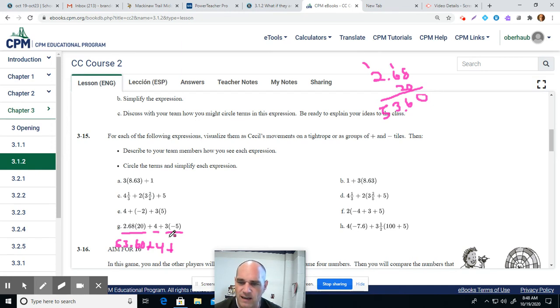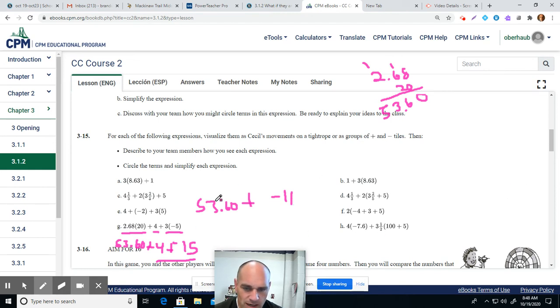3 times -5. Well, when I multiply, I get 15. Since the signs are different, it is negative. Now notice I just had these plus signs in the middle. So I'm going to combine these first. 4 plus -15 is going to be a -11. So that's that piece right there. Plus, I had 53.60. All right. So now I got to combine these.